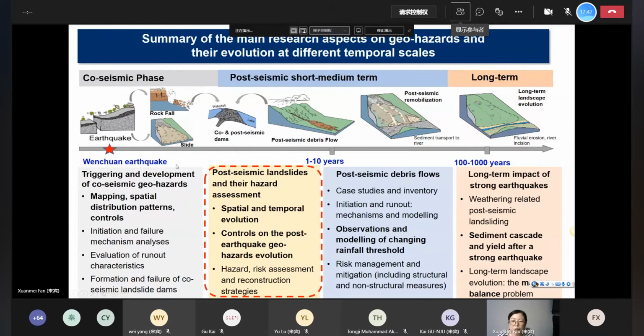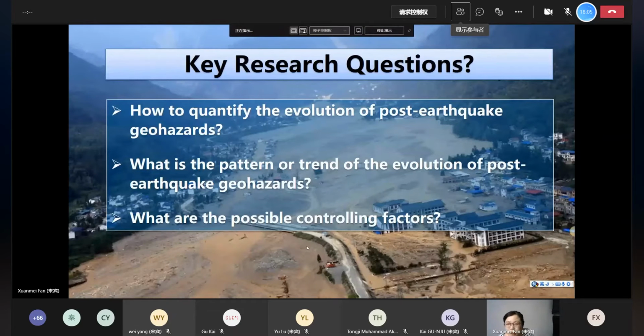Moving from the co-seismic stage to the post-seismic stage. After the earthquake, our government is facing serious problems with post-seismic landslides and also debris flows. The key research questions we are trying to address here are how to quantify the evolution of post-seismic geological hazards, understand the pattern and trend of that evolution, find the possible controlling factors, and create prediction models for future landslide hazards in the region.